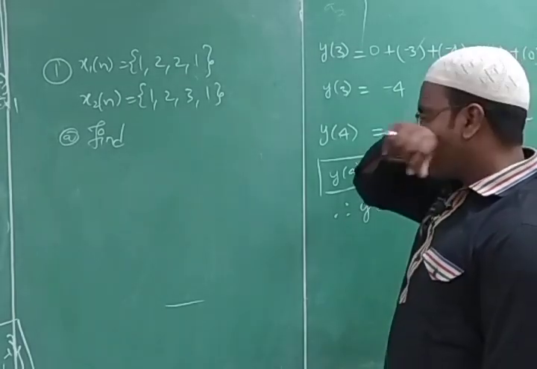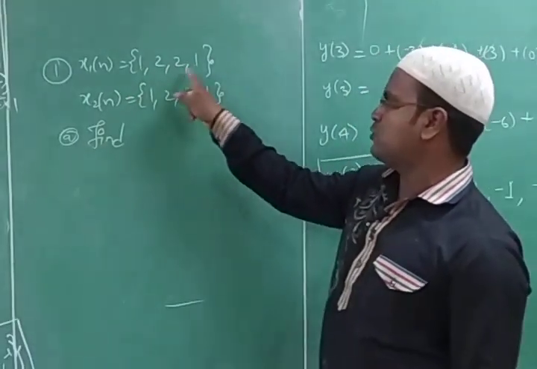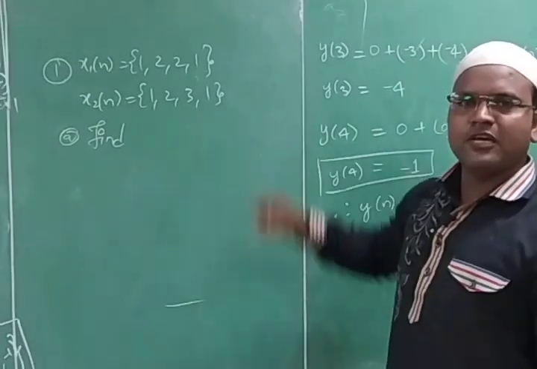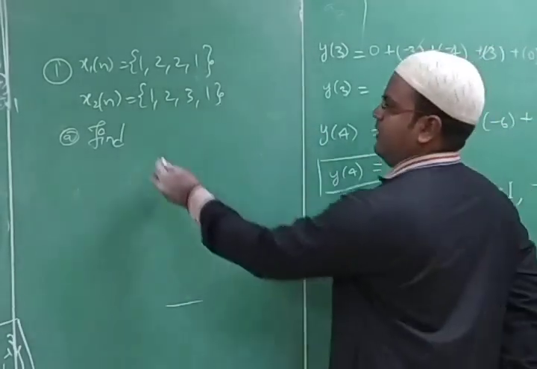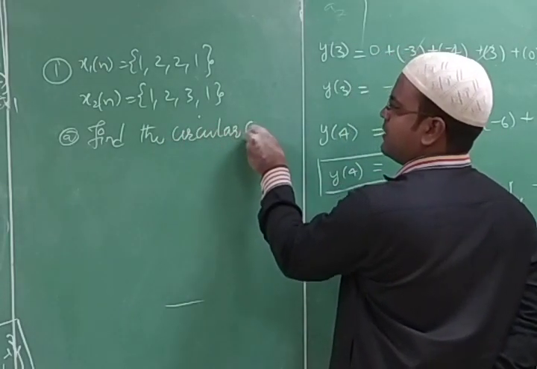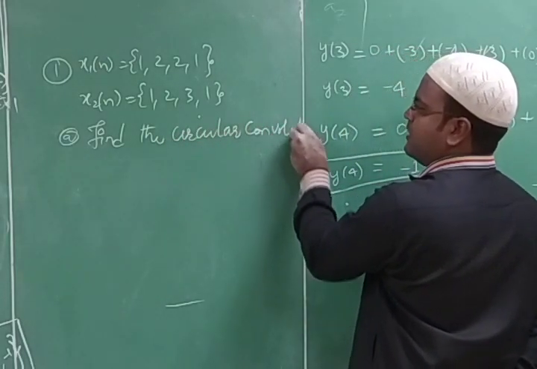So students, see, we do have first sequence x1 of n 1 2 2 1, and the second sequence x2 of n we do have 1 2 3 1. So they gave two sequences. What is asked in the question? To find the circular convolution. So we need to find out the circular convolution by using both the methods.